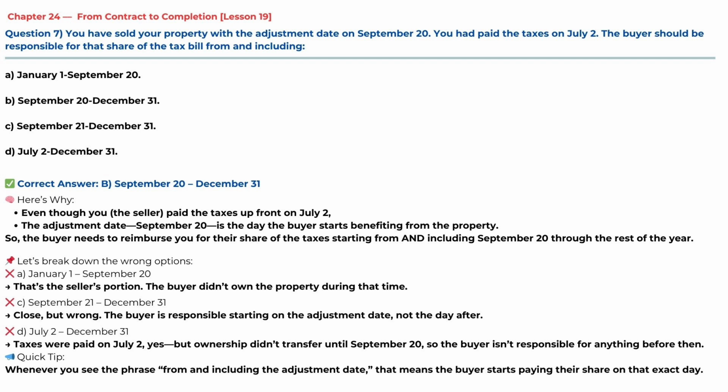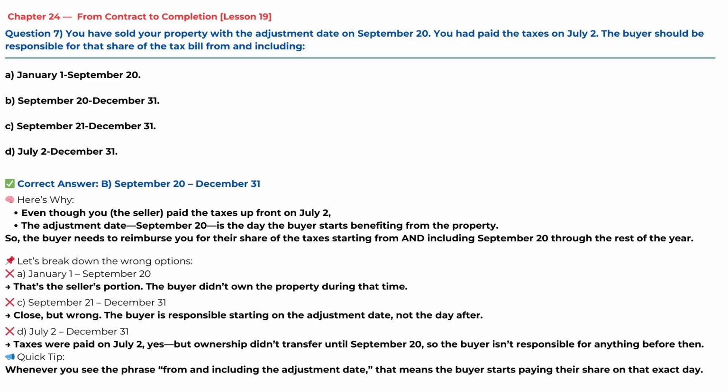The buyer should be responsible for that share of the tax bill from and including, correct answer, B, September 20th to December 31st. Here's why. Even though you, the seller, paid the taxes up front on July 2nd, the adjustment date, September 20th, is the day the buyer starts benefiting from the property.